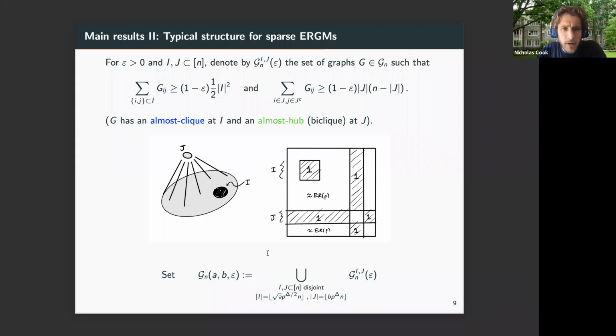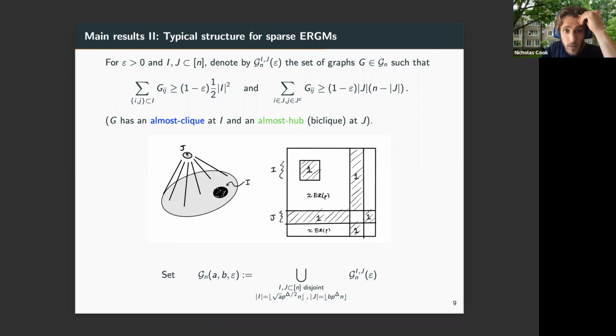So it's a two-parameter family of graphs that look like this. Here I'm sketching what the graph looks like. Here I'm sketching what the adjacency matrix looks like. So if you're a numerical linear algebraist, you might prefer this picture. But in the graph, it basically looks like an Erdős–Rényi graph in most places. That's the light gray here. But then you have two small sets, I and J, of vertices. On the set I, it's very dense. It's almost density 1. So you have an almost complete graph on the set I.